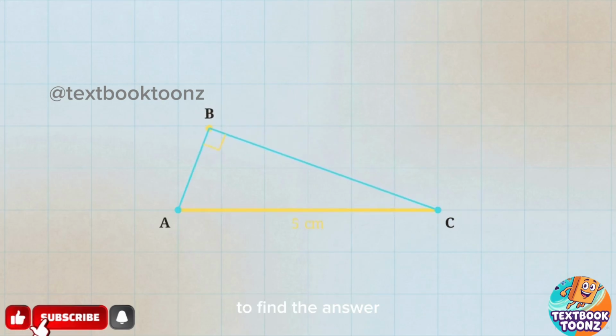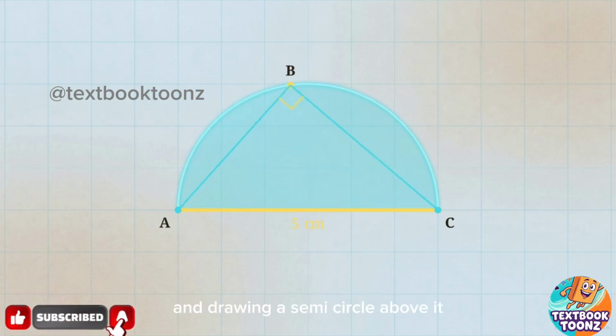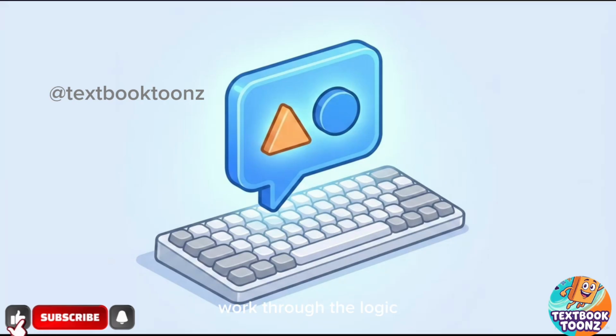To find the answer, try treating side AC as the diameter of a circle and drawing a semicircle above it. Work through the logic and share your findings in the comments.